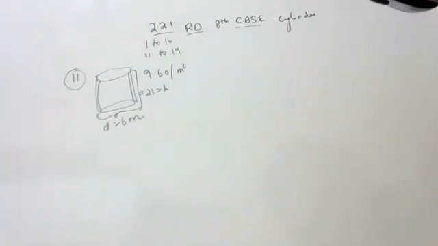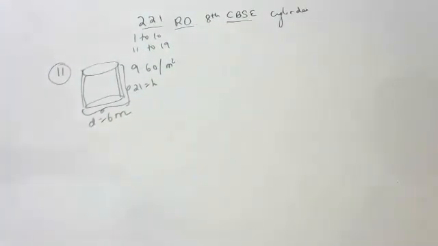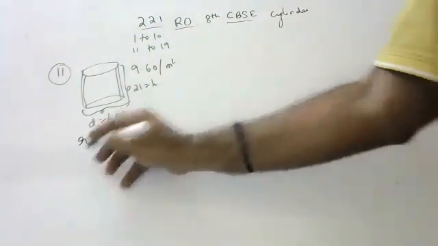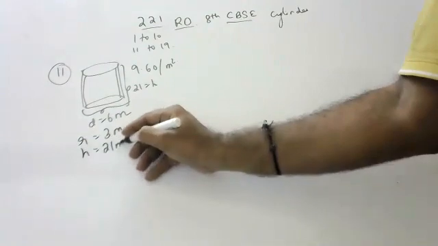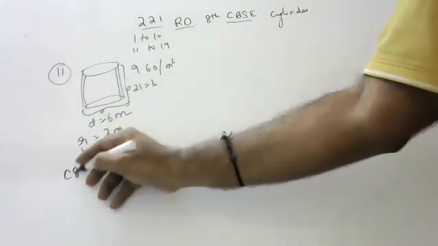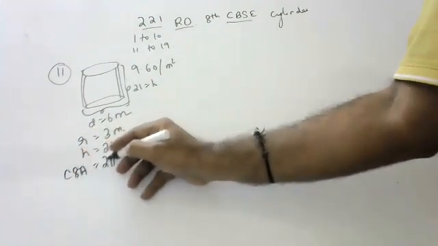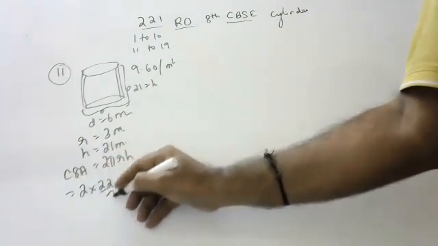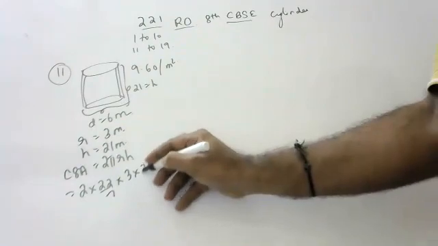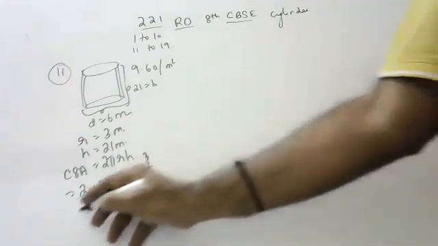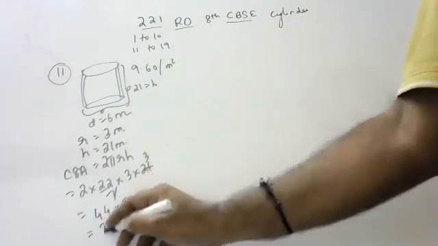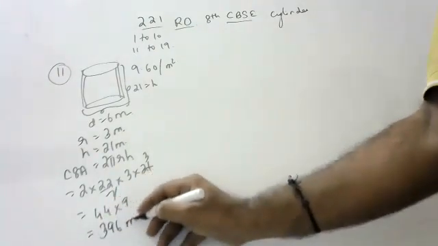The diameter is 6 meters, so the radius is 3 meters. Is the board clear, children? Yes, sir. Radius is how much? 3 meters. Height is 21 meters. Now CSA formula is 2 pi RH, equal to 2 into 22 by 7 into 3 into 21. 7 threes are 21, so 44 into 9 is 396 meters square.